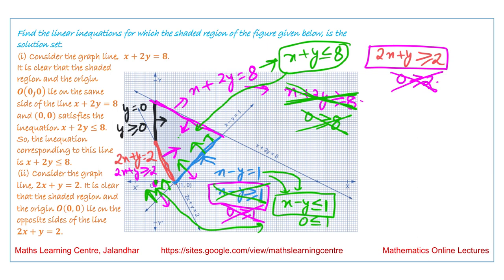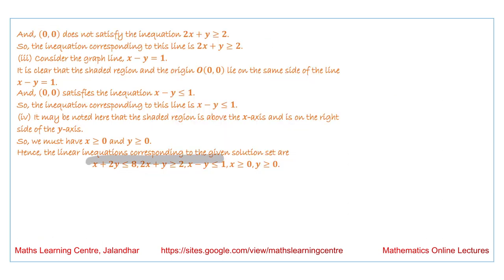So the final answer we obtain in this case is: the final inequations are x plus y is less than or equal to 8, 2x plus y is greater than or equal to 2, y is greater than or equal to 0, and x minus y is less than or equal to 1. Corresponding to this system of linear inequations, the given shaded portion will be the solution set. So these are the system of linear inequations that we should have for that answer.